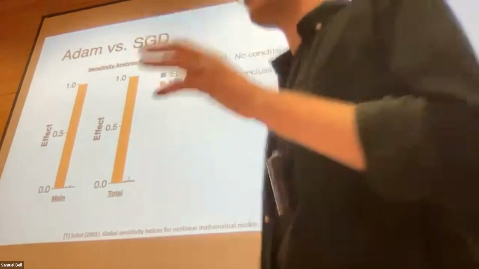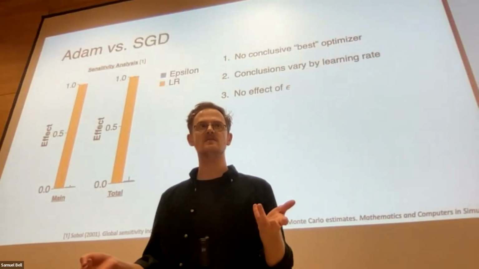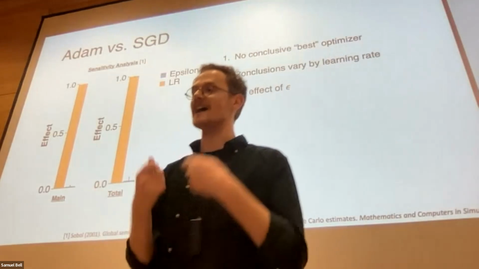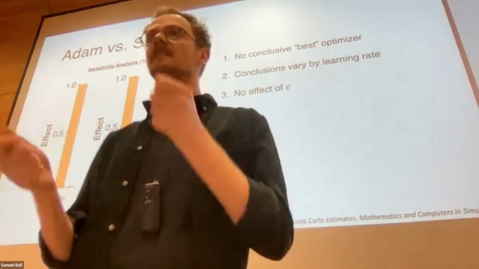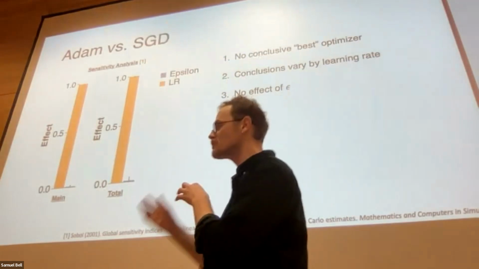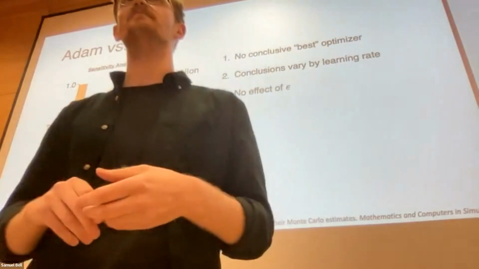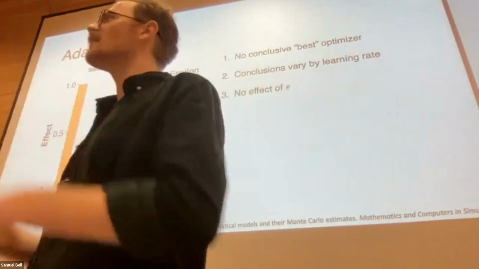So just to summarize the conclusions here, what we're saying is there isn't really a conclusive best optimizer. We're saying that the conclusion as to the best varies by learning rate and it doesn't vary by epsilon. So it's a little hard to go into all the details of the back and forth and the which optimizer is best literature, but certainly that helps to cut through.